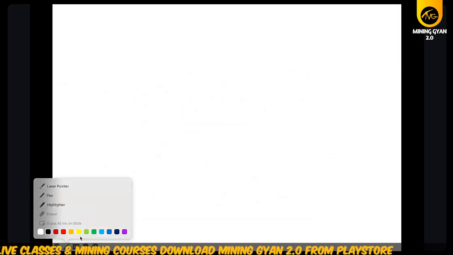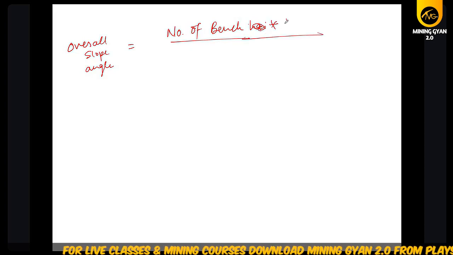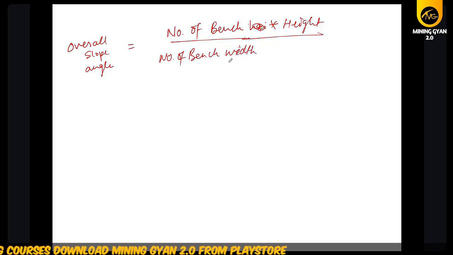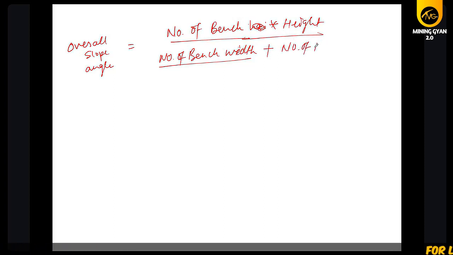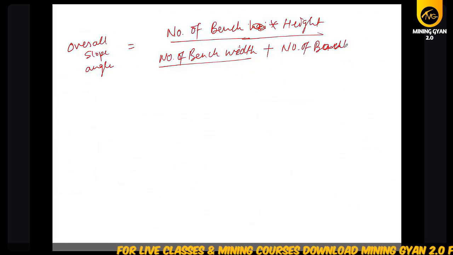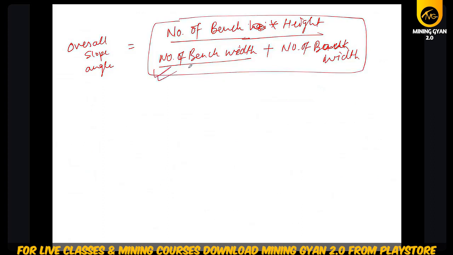So whenever he asks us the overall slope angle, the number of benches multiplied with the heights, the number of bench heights, you can write it down, divided by the number of bench widths plus the number of bench widths. You can write it down.